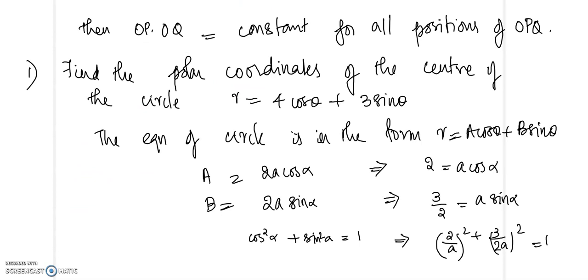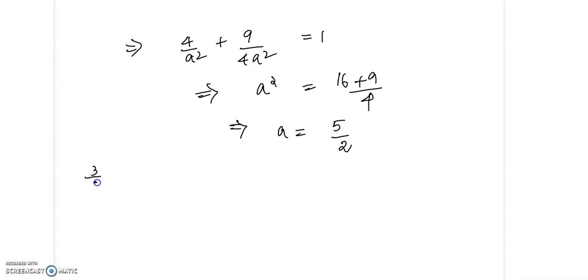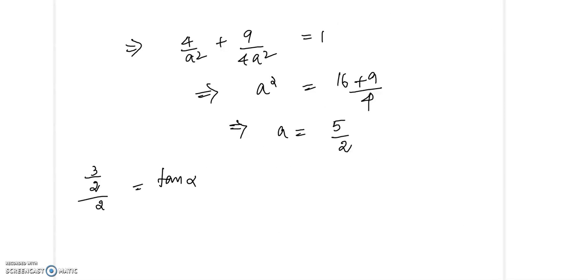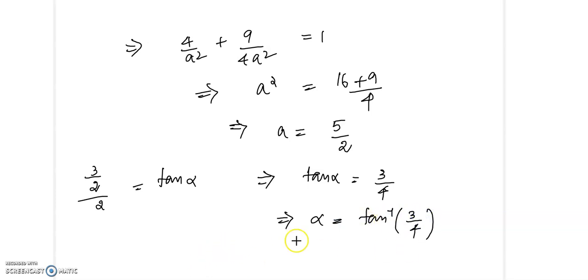And then we need to find the value of alpha. So divide these two equations. So 3 by 2 will be equal to tan alpha. So therefore tan alpha will be equal to 3 by 4. So that implies alpha will be equal to tan inverse of 3 by 4. So therefore the center of the circle will be here equal to C. This was the case when the value of C is same as that of A.